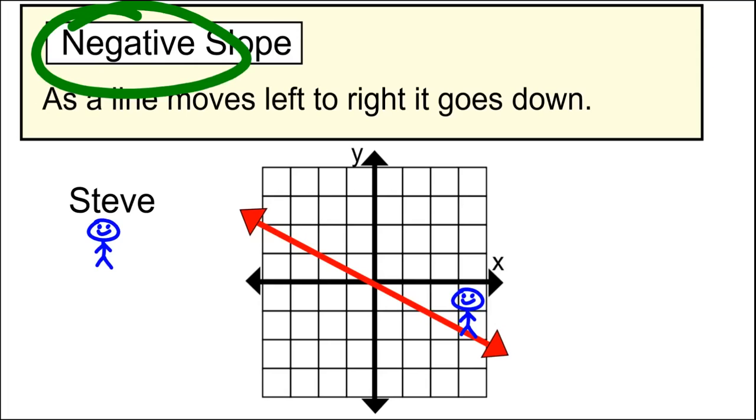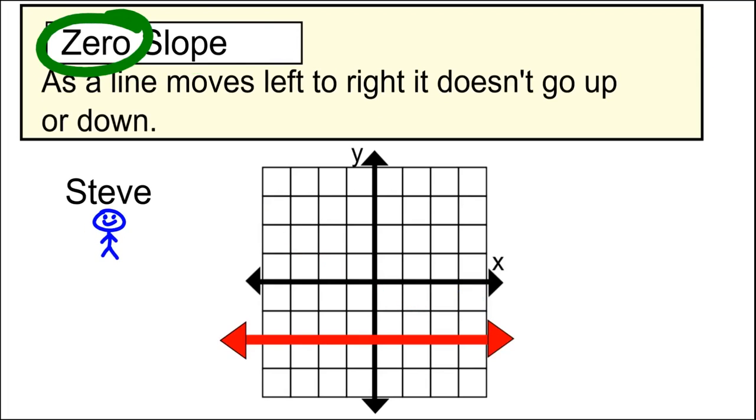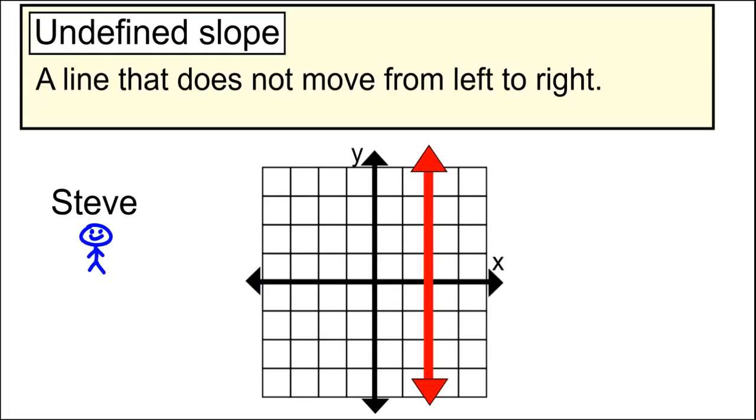Down is negative. As a line with zero slope moves left to right, it does not go up or down. A line with undefined slope does not go left or right. It's a vertical line. It only goes up and down.